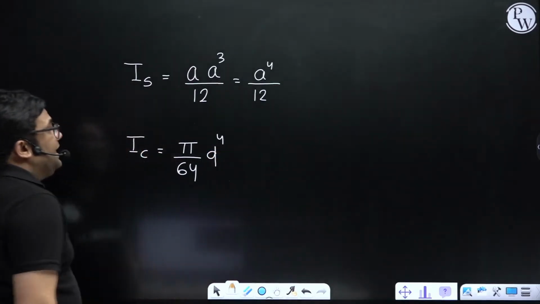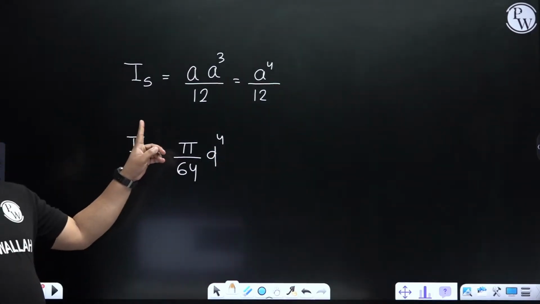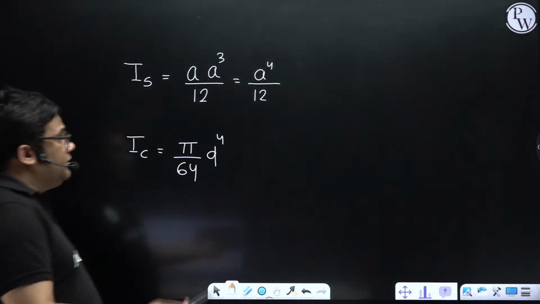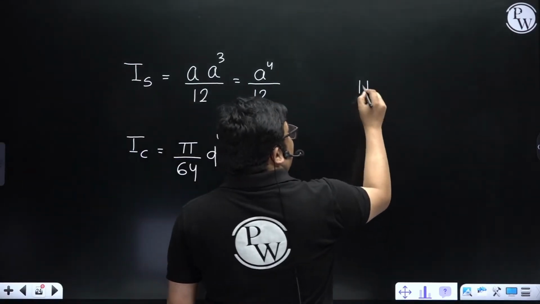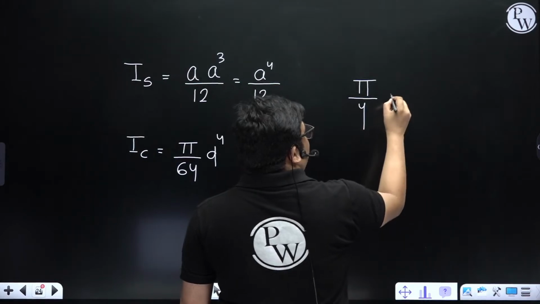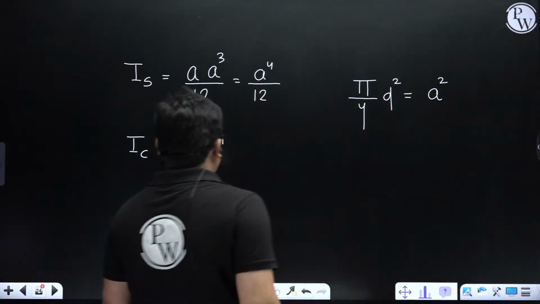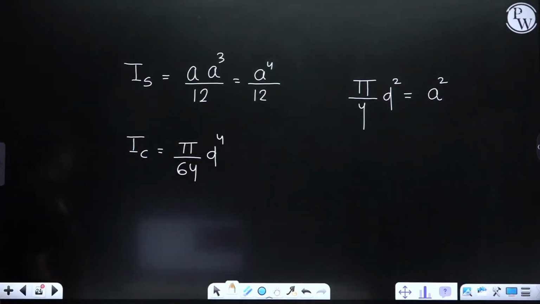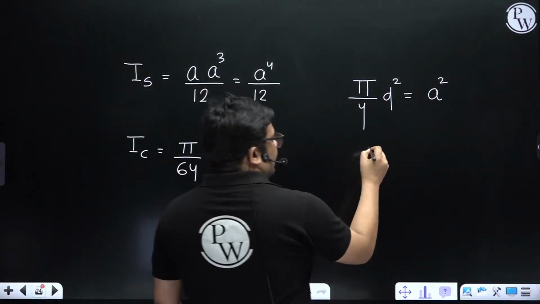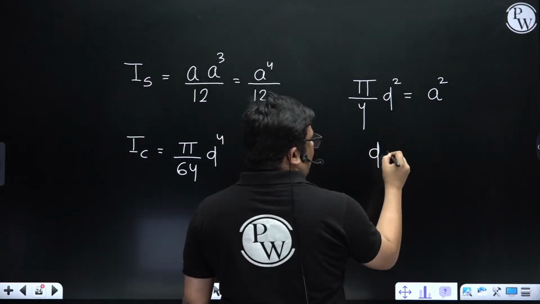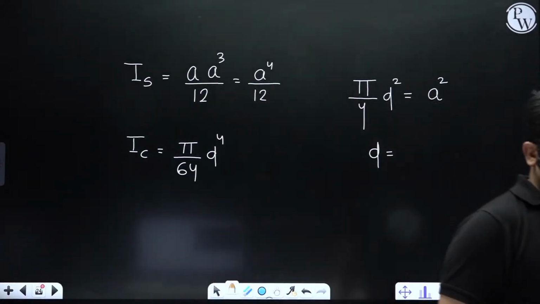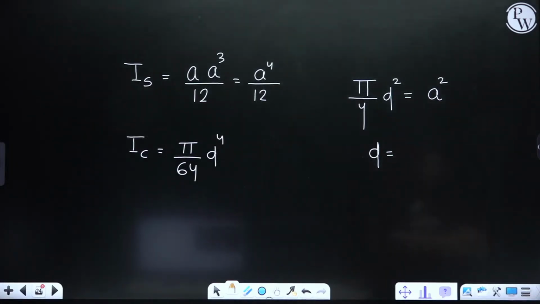But the thing is that I don't have any relationship between A and D. How to find out? The information given is that the area is the same. So pi by 4 into D square is equal to A square. From here, can I tell D in terms of A? I can find out, right? This will be 2 divided by root pi.